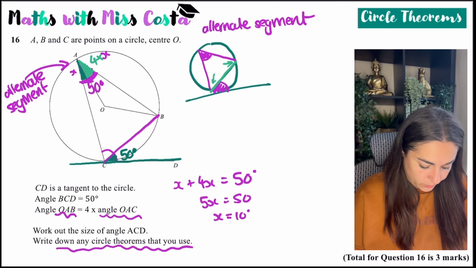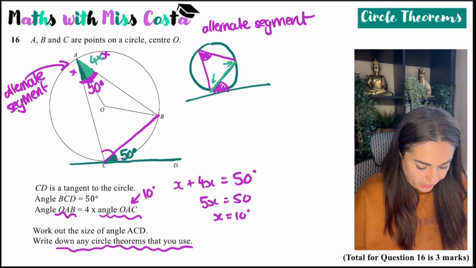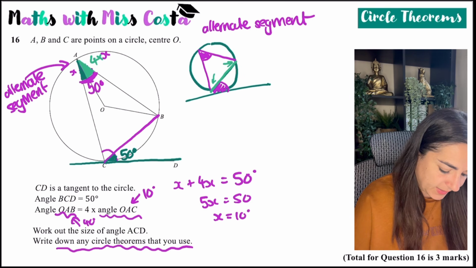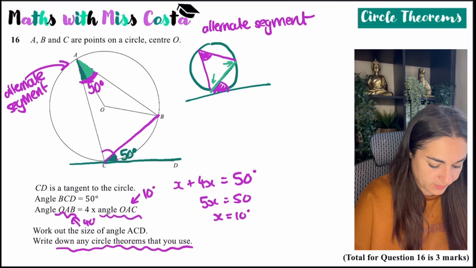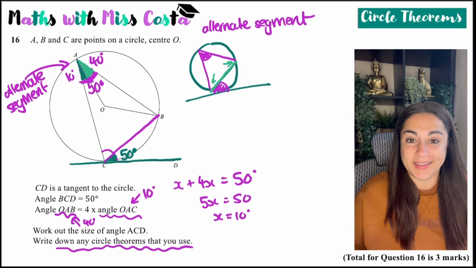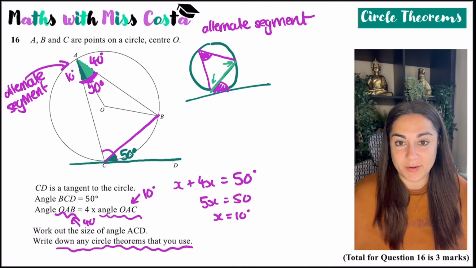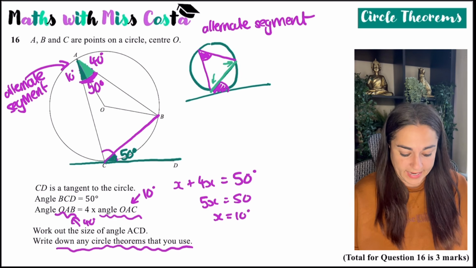So angle OAC must be 10 degrees and OAB must be 40 degrees. So that's 10 degrees. We can write about x and 4x actually. 10 degrees and 40 degrees. Okay, so we've used the alternate segment theorem to figure out what these angles here are.